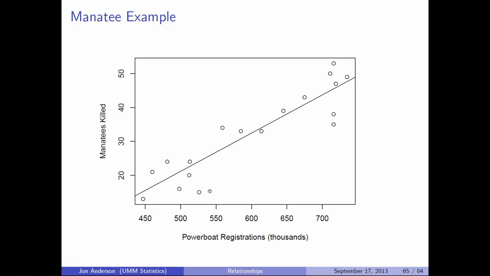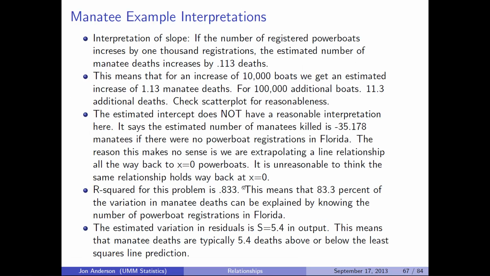And that looks pretty reasonable if we think about it. 100,000 more boats is like going from 500 to 600,000 registrations, and that's like going from about 20 deaths to about 31 deaths, and that's about 11 additional deaths.